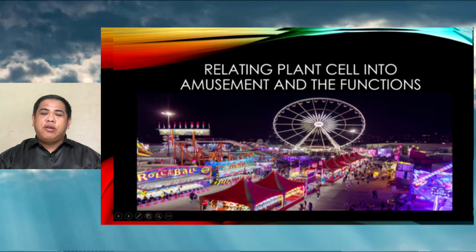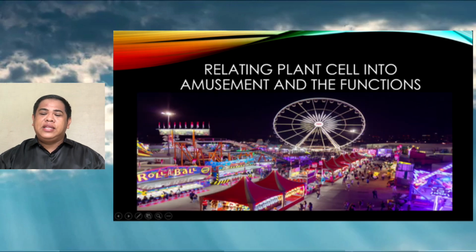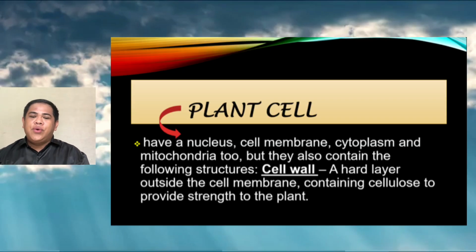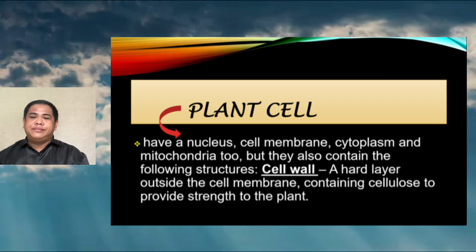This topic is about plant organelles and how we relate them to real-life situations, relating the plant cell to an amusement park and the functions of its parts. So we're going to define what a plant cell is. A plant cell has a nucleus, cell membrane, cytoplasm, and mitochondria too, but it also contains structures like the cell wall. A cell wall is a hard layer outside of the cell membrane containing cellulose to provide strength to the plant.